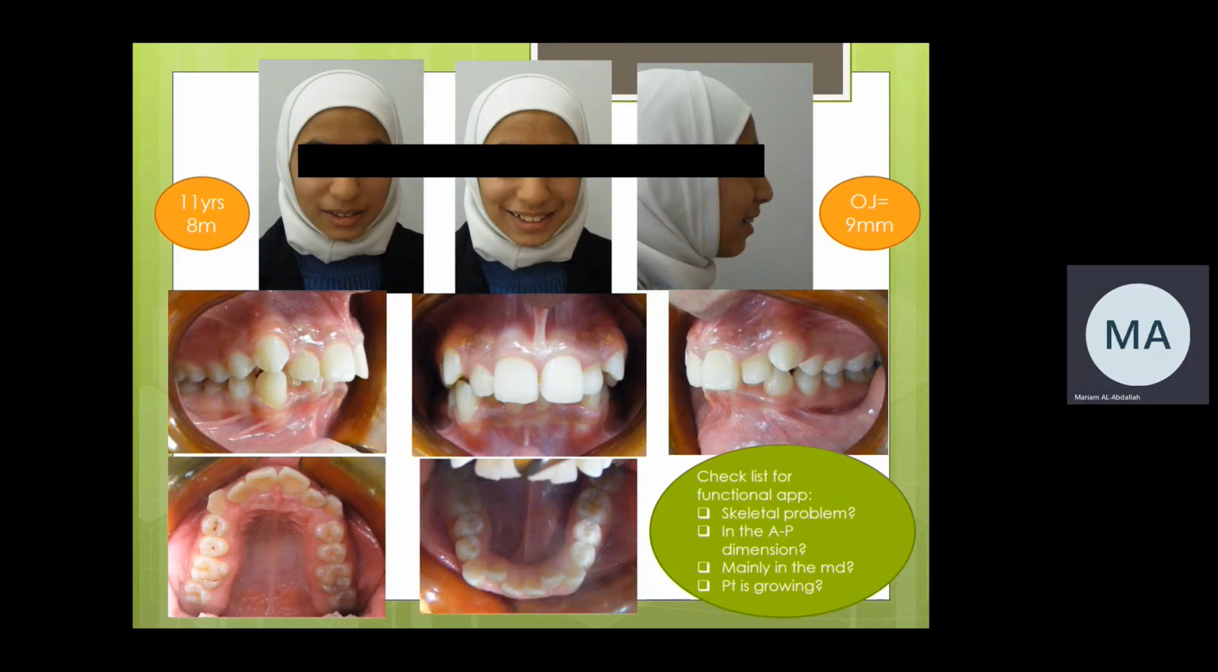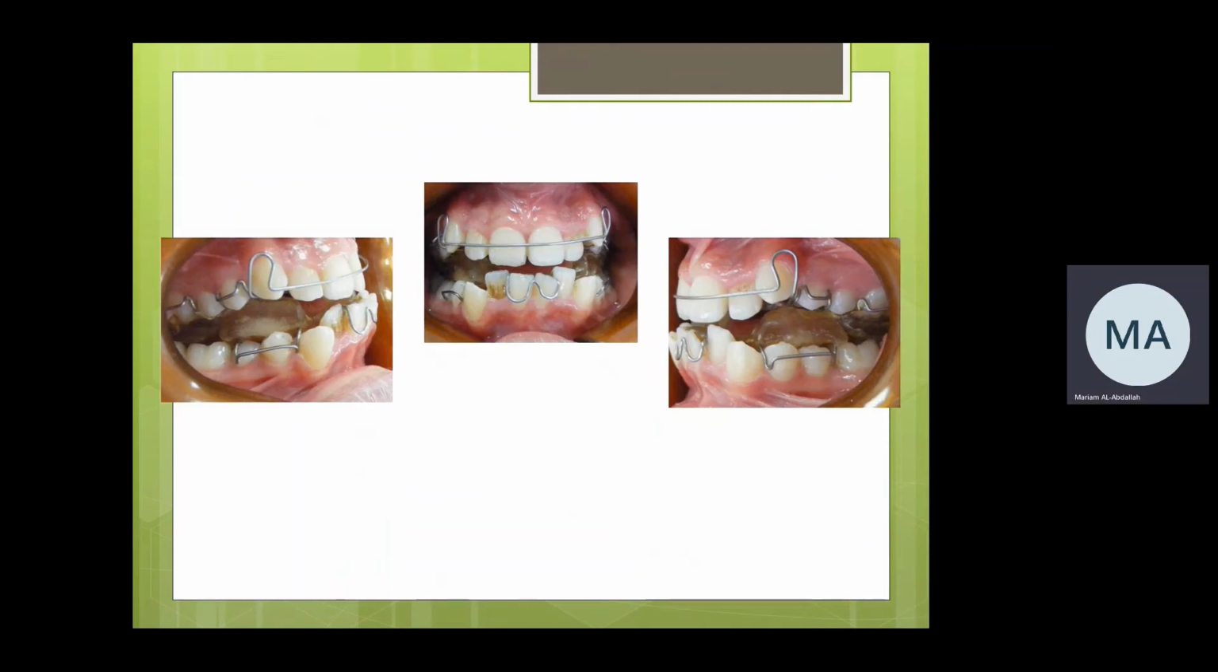Is the patient still growing? Well, actually, she's almost at the end of the growth spurt, looking at the fact that she's a girl, 11 years and 8 months. But we still have some growth to modify. So is it a good case to start with functional? Yes, but definitely the functional appliance is the first stage of treatment, and it's not the only stage because we have lots of other problems.